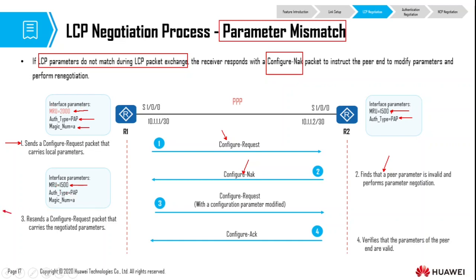And on step number 3 here, it's going to resend a configure request packet that carries the negotiation parameters, the correct one now. So you can see this is the configure request with the configuration parameter modified. And after that, if this guy now is able to accept those values, then it's going to respond with a configure acknowledgement. So that is what we call parameter mismatch.